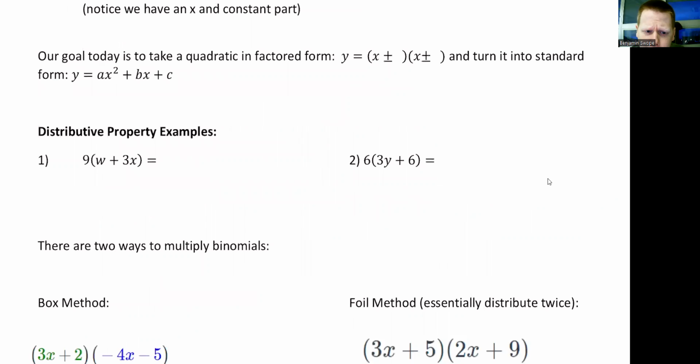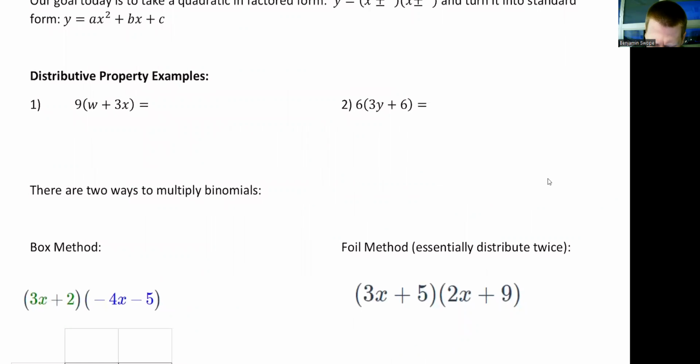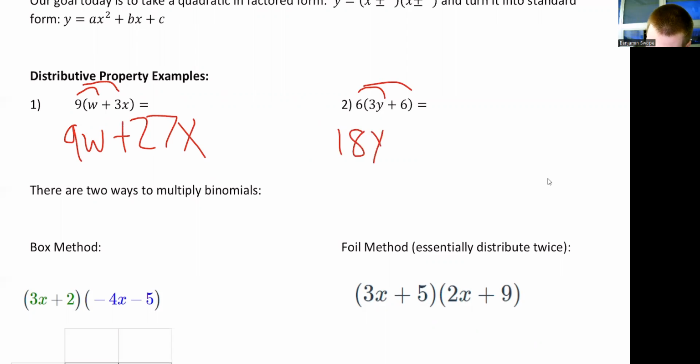So first thing we're just going to practice is the distributive property. This is the opposite of a GCF, for example, our last section before we went on break. But just remember when you distribute, you just multiply everything in the parentheses by your outside number. So 9 times W would be 9W. 9 times 3x would be 27x. Similar idea with this one. If you're multiplying it out, 6 times 3y is 18y. 6 times 6 would be 36. So when you distribute, our result is some kind of expression.